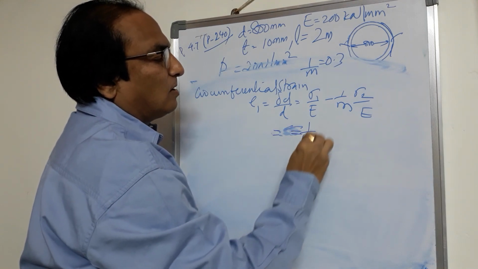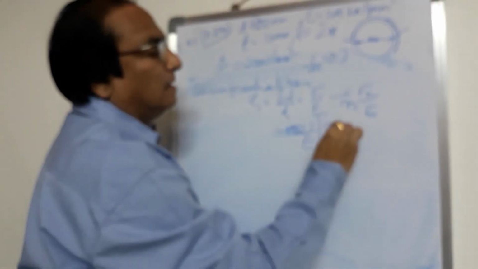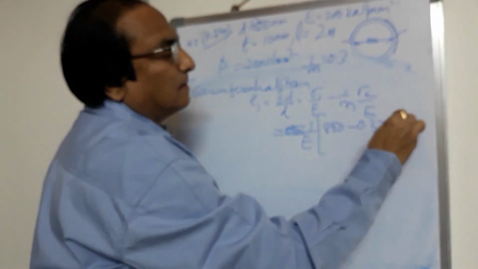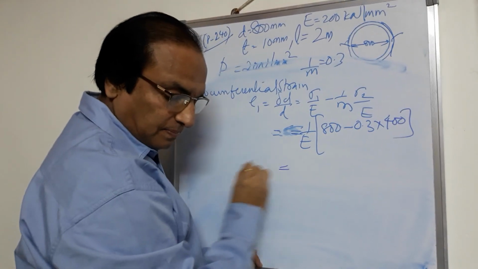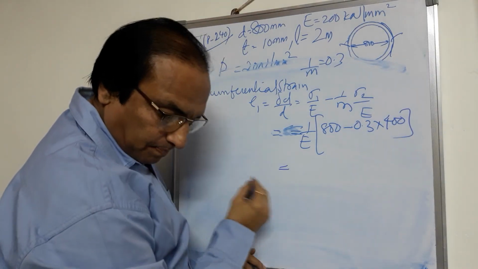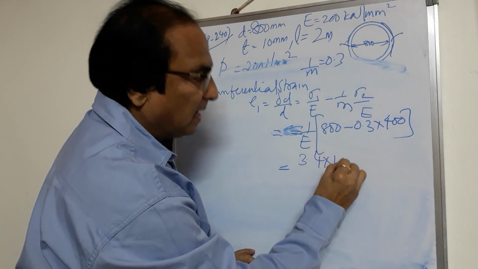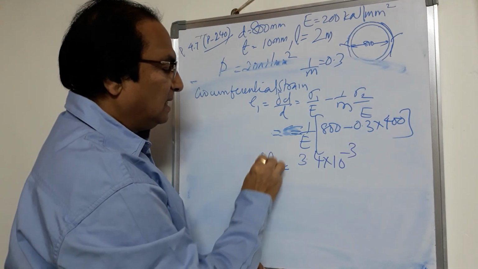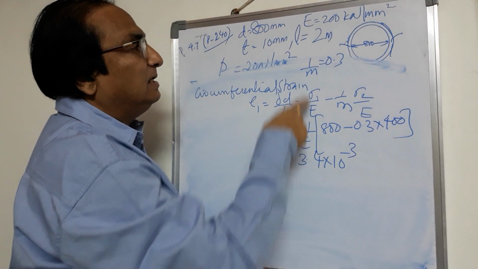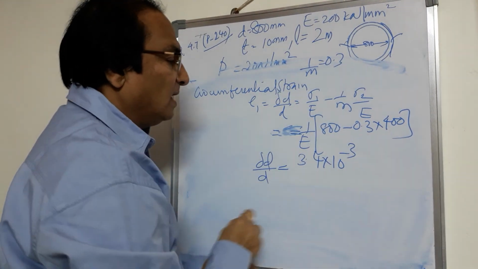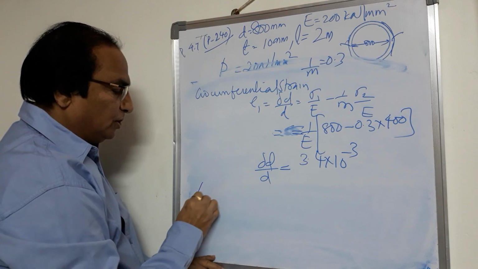1 by E I will take common, 800 minus 0.3 into 400. So you simplify this, you get 3.4 into 10 to the power of minus 3. So this is nothing but delta D by D, where E is 200 into 10 to the power of 3 Newton per mm square.